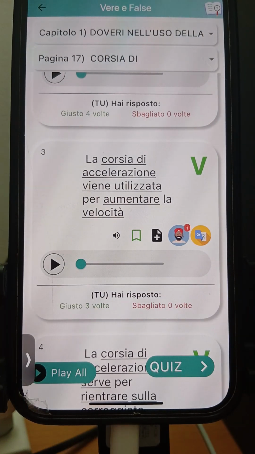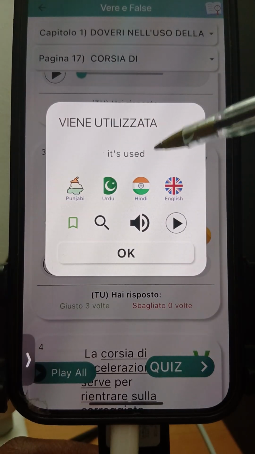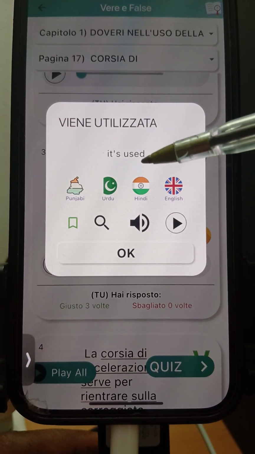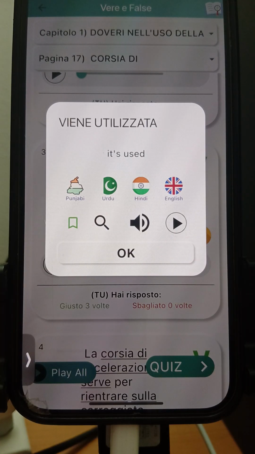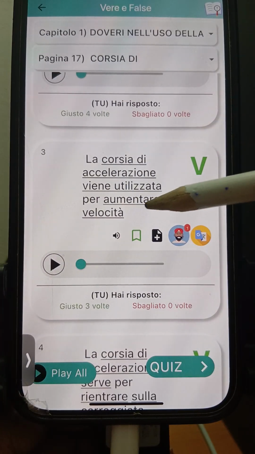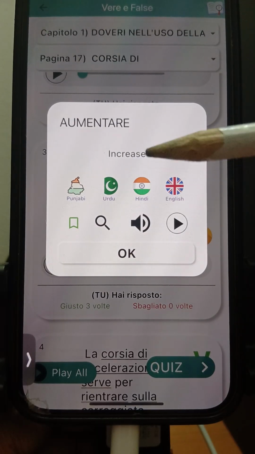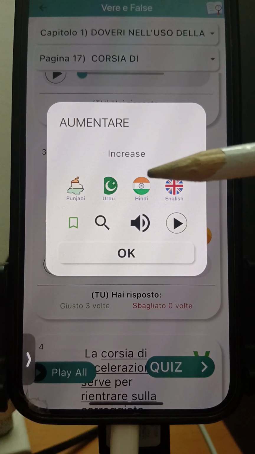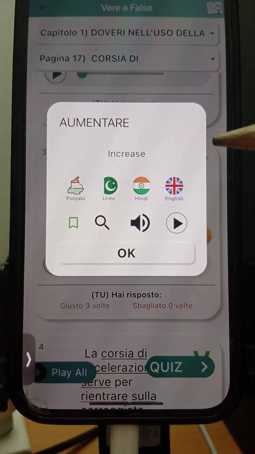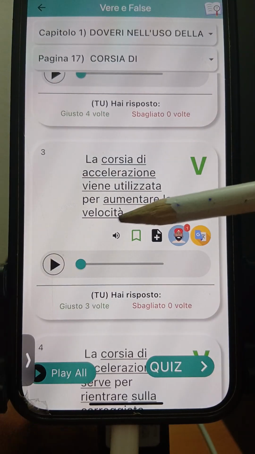La corsia di accelerazione viene utilizzata per aumentare la velocità. Okay, viene utilizzato means it's used. Please take a screenshot or you write. Per aumentare. Aumentare means increase. For the newcomer, please, if you don't have the app, maybe after the class there's a video for you. Increase. Now velocità means speed.